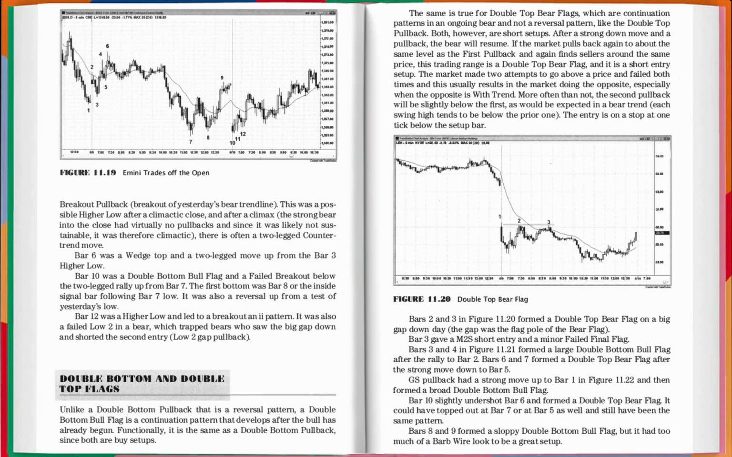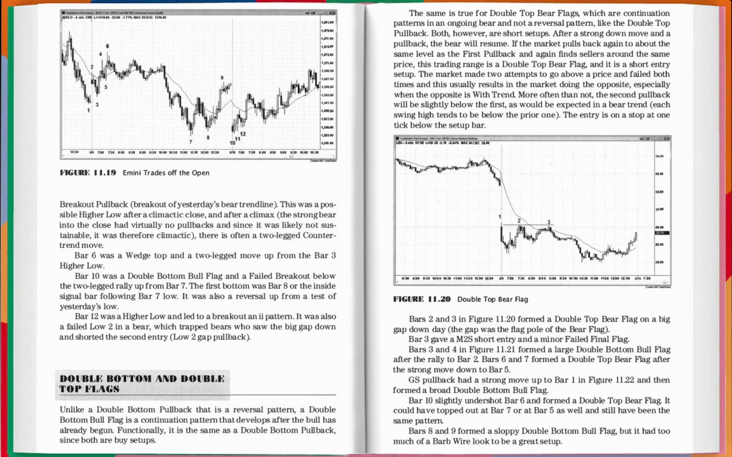Bar 3 gave an M2 short entry and a minor failed final flag. Bars 3 and 4 in figure 11.21 formed a large double bottom bull flag after the rally to bar 2. Bars 6 and 7 formed a double top bear flag after the strong move down to bar 5.